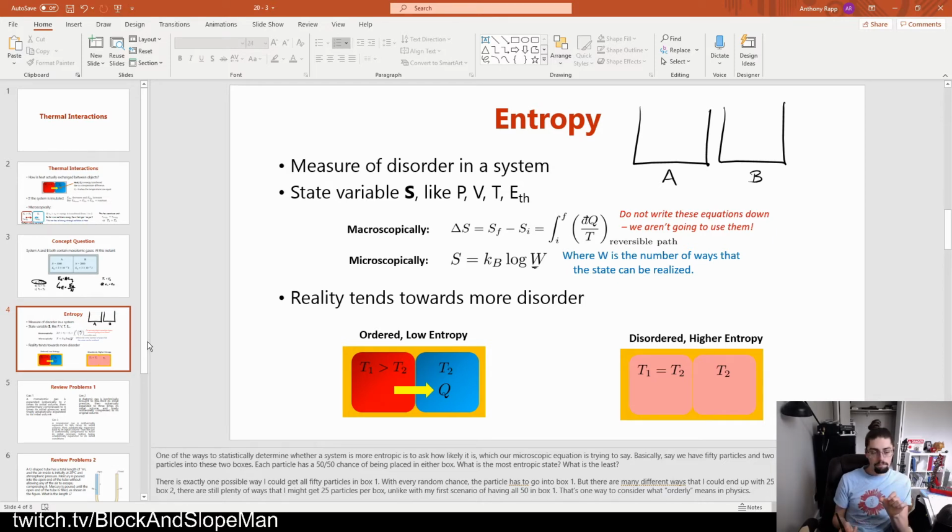I take bin 1, or particle 1. My words are getting all mixed up today. I take particle 1. I say, okay, there's a 50-50 chance it's going to go in bin A or bin B. Blindfold, toss it, see where it lands. I do that for all 50 particles. What's the likelihood that I end up with all 50 particles in bin A?